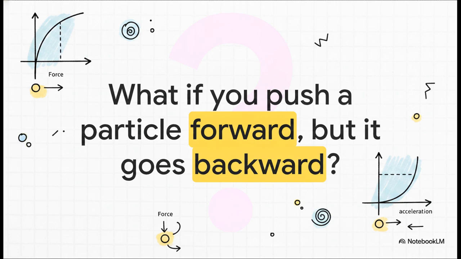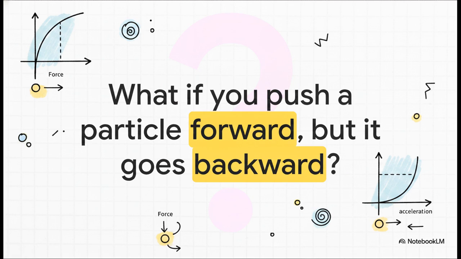But wait, it gets weirder. Let's really push into the quantum weirdness here, because the rules get so strange. Consider this. What happens if you push a particle forward, but it literally accelerates backward? Sounds totally impossible, right? But when that dispersion curve we just looked at bends downwards, which it does at the top of a valence band in a semiconductor, the curvature becomes negative. And that gives us something truly absurd: negative effective mass.